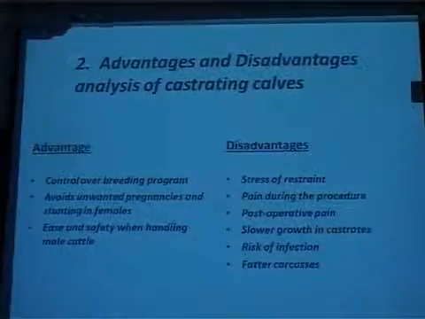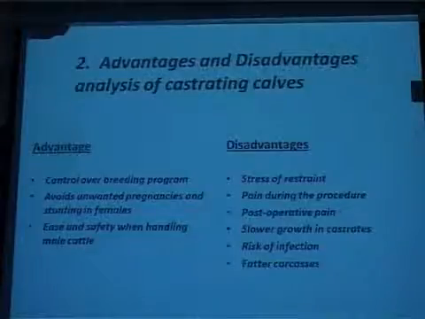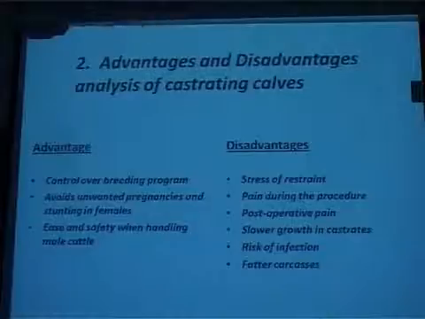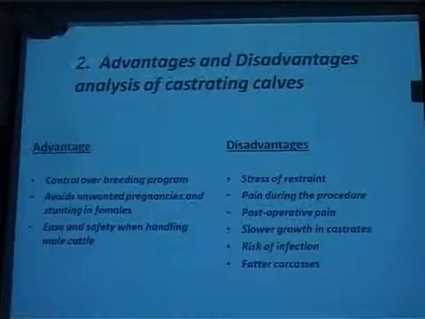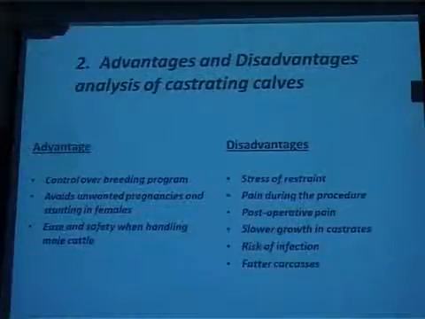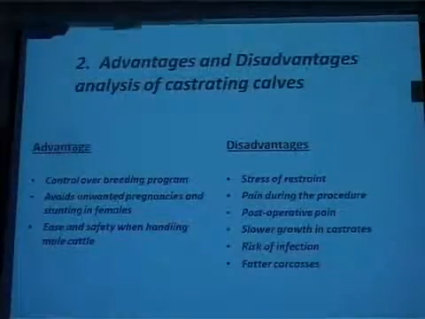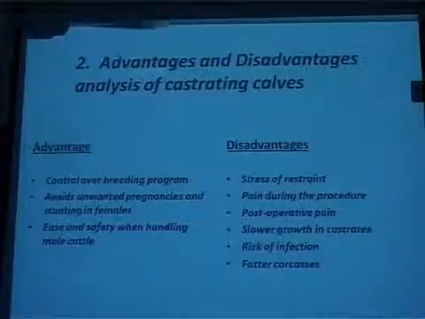So here, very briefly, it's control over the breeding program. That's why they do it. It actually serves a function. It avoids unwanted pregnancy, which can lead to stunting in females if mating is too early. It's ease and safety of handling in male cattle. Clearly, that is an important component.